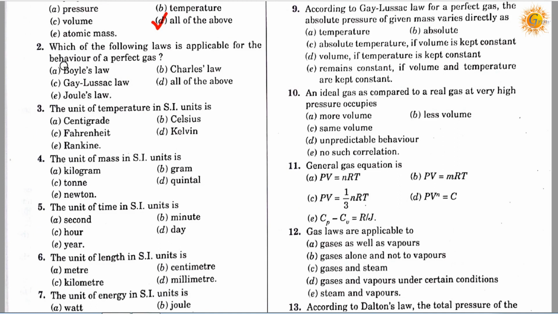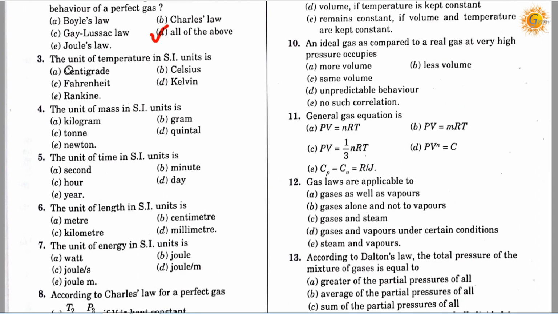Question number 2. Which of the following laws is applicable for the behavior of a perfect gas? Option A is Boyle's law, option B is Charles' law, option C is Gay-Lussac law, option D is all of the above, option E is Joule's law. Correct answer is D, all of the above.